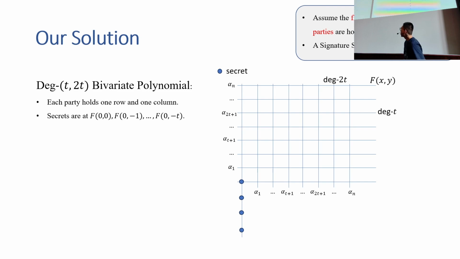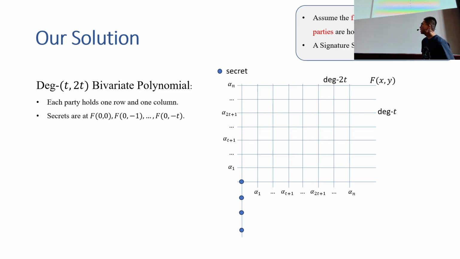Okay, so a natural solution for reducing this factor of n is to try to use packing. Say we try to use a larger degree Barrel polynomial so that we can store more secrets. So let's say we use a degree 2t Barrel polynomial. Now each row still remains degree t, but each column becomes a degree 2t polynomial. And in this way, we can store multiple secrets.